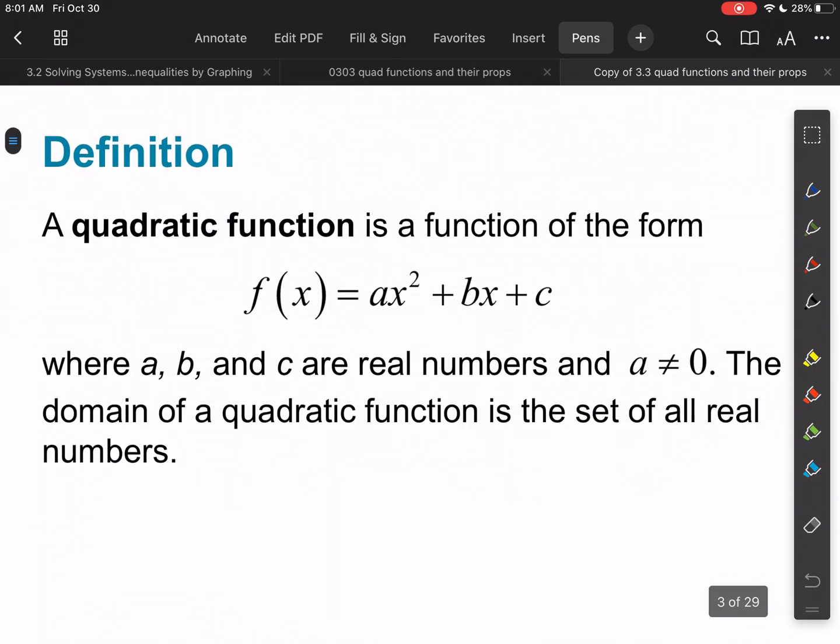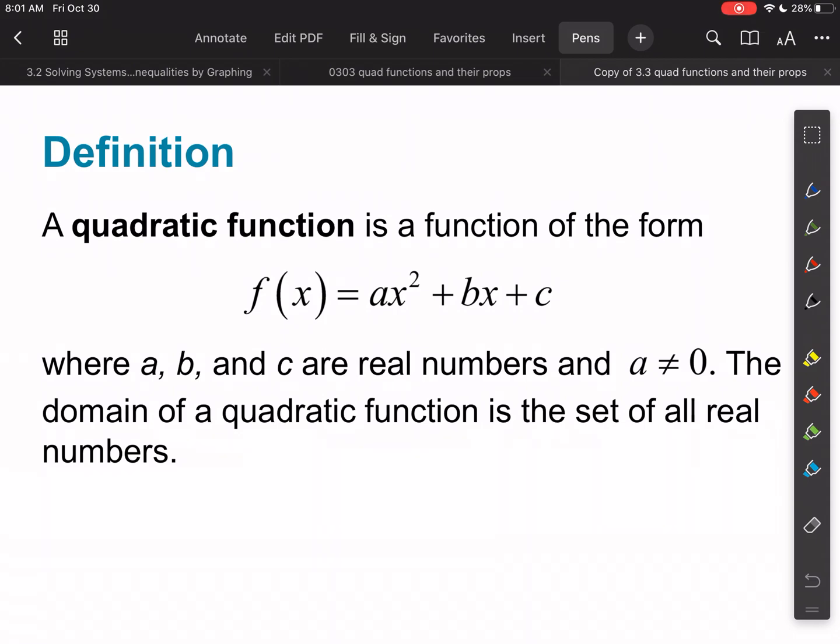A definition. So a quadratic function is a function in the form y equals, or f of x equals, a times x squared plus b times x plus c, where a, b, and c are real numbers, and a cannot equal 0. Okay, the domain of a quadratic function is going to be all real numbers.